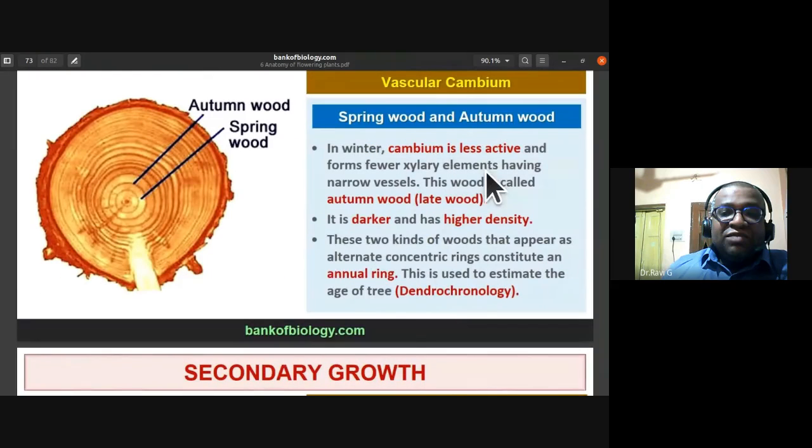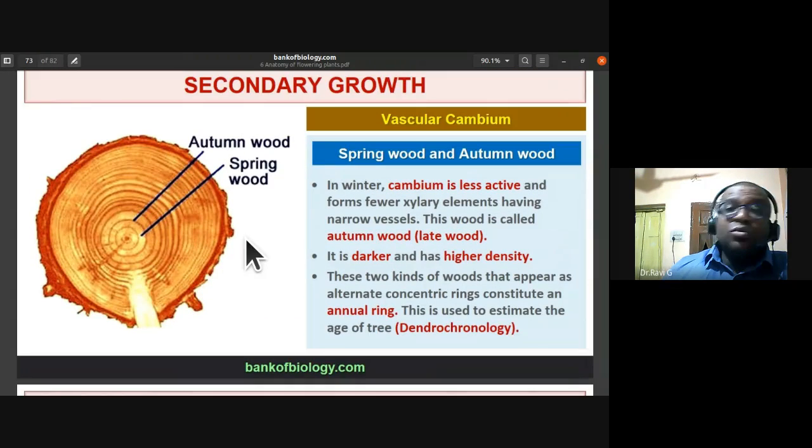In autumn, in winter, cambium is less active because most of the plants would have shed their leaves. The deciduous plants, the evergreen plants, they are always green, but even in evergreen plants, they are not so active in winter season. In winter, cambium is less active and it forms few xylary elements having narrow vessels. So this autumn wood, you can see, would be darker and of higher density, and they have narrow vessels. This wood is called autumn wood or late wood. It is darker and has higher density. The spring wood is lighter and has lower density.